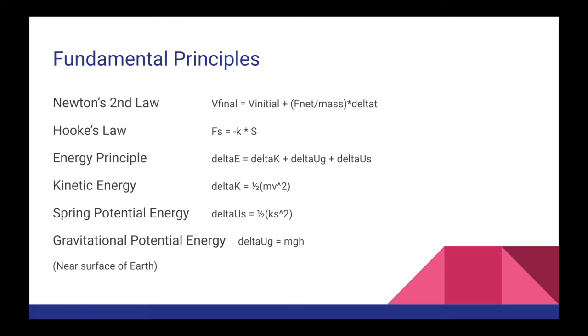The energy principle is delta E is equal to the change in kinetic energy plus the change in potential energy of gravitational and spring. The kinetic energy is seen as delta K is equal to 1/2 mv squared. Spring potential energy is 1/2 Ks squared. Gravitational potential energy, finally, is mgh, mass times gravity times height. And this is near the surface of the Earth. And since we are on the surface of the Earth, we can use this approximation.